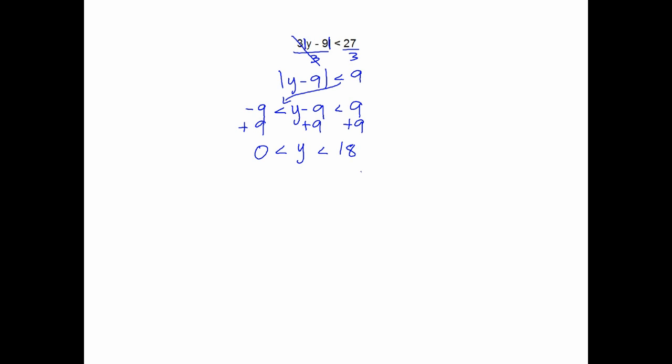Let's go ahead and graph this and see how it looks. All right, so switching back to red, my checking color. Here's 0. Here's 18. Now, this is going to be an open circle because this is just less than. But now I'm saying I want all the y values that are less than 18, all those values that are less than 18.